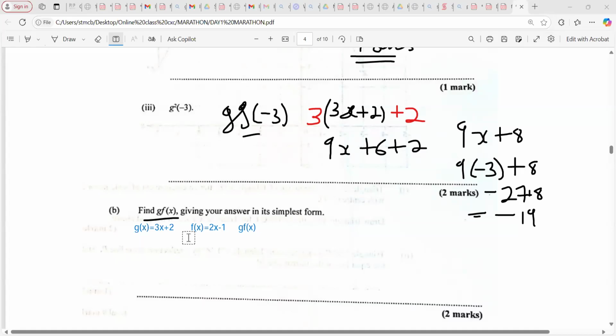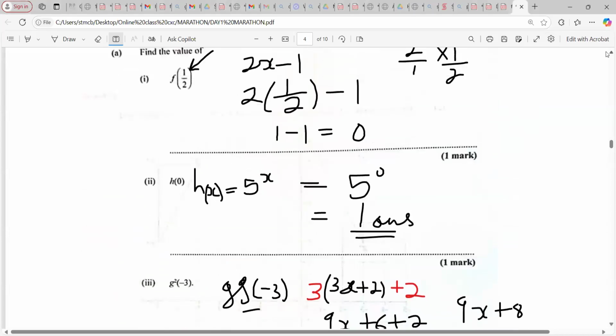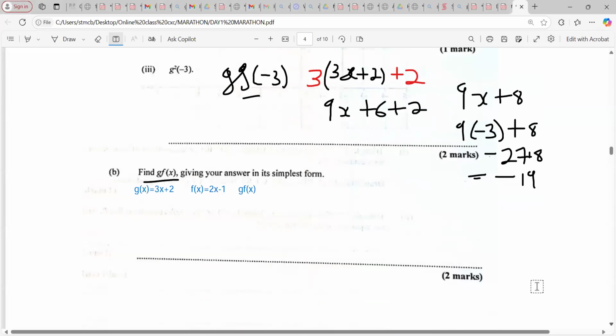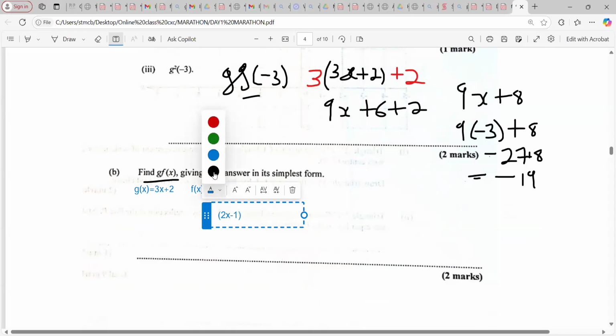Alright, so when we combine two functions, I'll go back up just to make sure about gf. So we are combining functions, we put the last function first. So f is 2x minus 1. You put that in a bracket, 2x minus 1 goes in a bracket. The first function goes outside the bracket. So the first one is g, 3x plus 2. Let me use a different color. Let me use red.